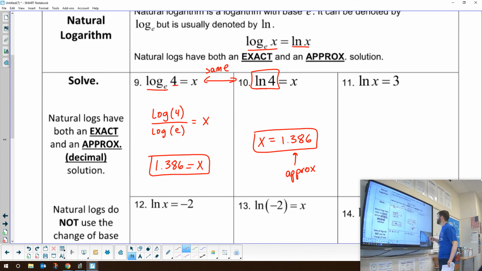All right, say number 11. So number 11, this is natural log of x equals 3, so I can rewrite this as log base e of x equals 3.